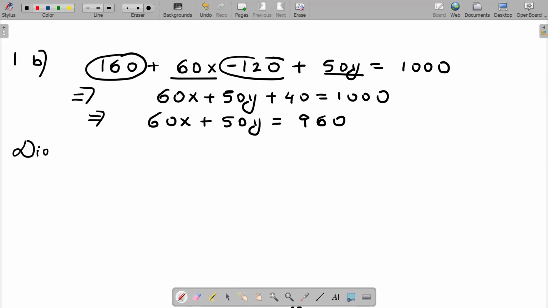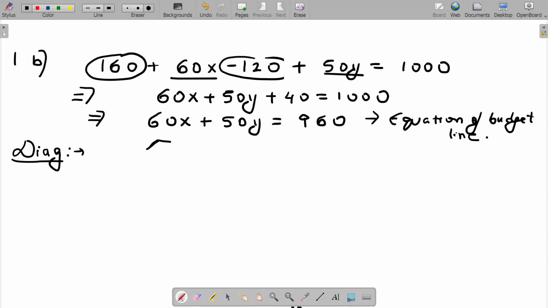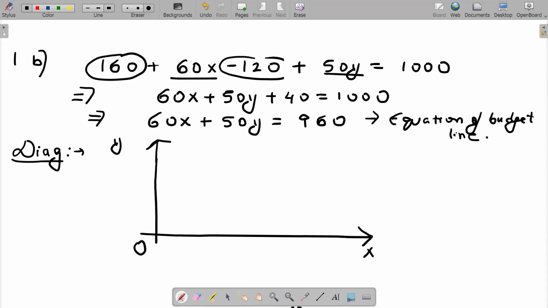So let's look at the diagram. So I can write, first of all, this is the equation of the budget line. Okay, and if I draw a diagram, this is good X, this is good Y. Okay, and you can clearly see that for the first 2 units, the consumer pays a price of good X, which is 80 rupees. For good Y, it's 50. So my price ratio is 80 by 50.